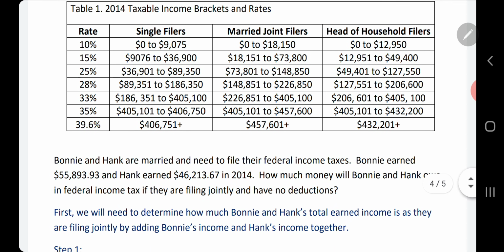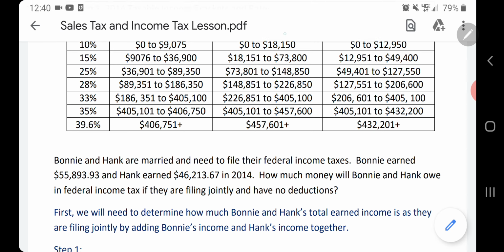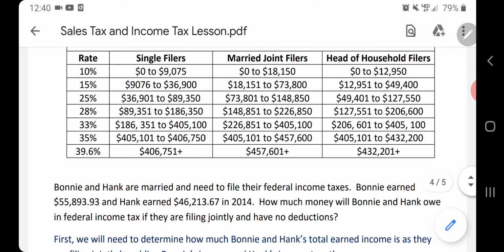All right. Bonnie and Hank are married and need to file their federal income taxes. Bonnie earned $55,893.93, and Hank earned $46,213.67 in 2014. How much money will Bonnie and Hank owe in federal income tax if they are filing jointly and have no deductions? So since they are married and filing jointly, we will be looking at the married joint filers column.